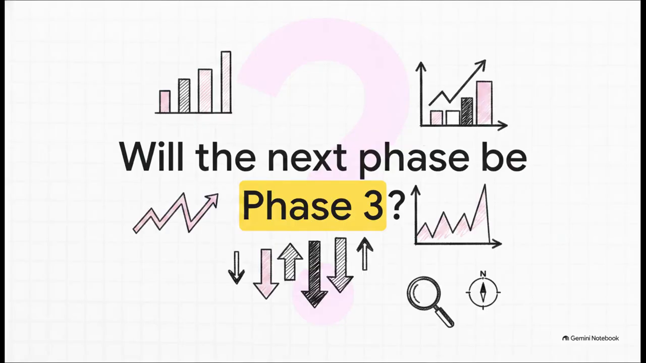Following that contact, the log repeats its objective query. Will the next phase be phase 3? Again, we just watch the market to see what happens next.